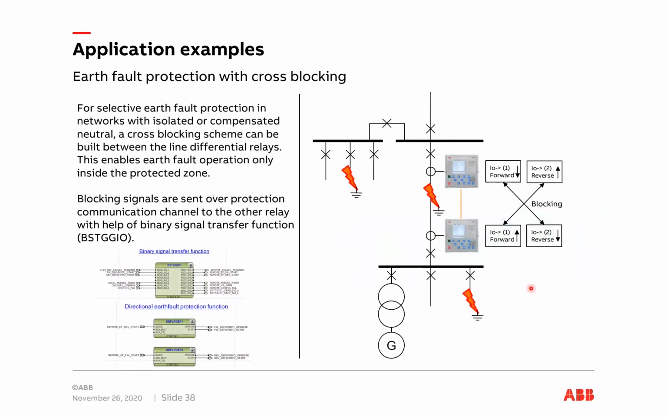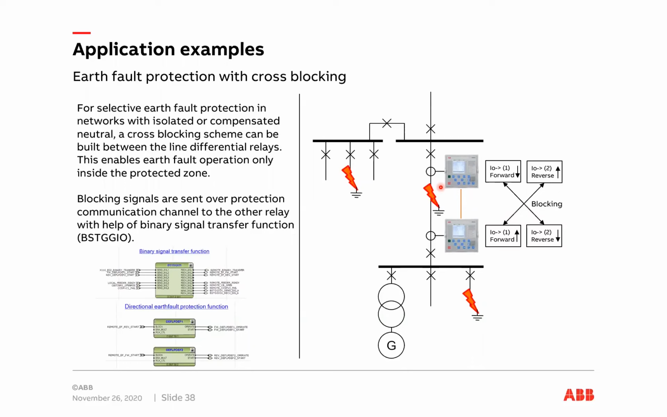Here is another example where we are using this kind of a cross-blocking scheme for the earth fault protection. What we are doing here is that we have applied line differential protection on this part of the line here. But in case it's a compensated network, we also need to separately have directional earth fault protection functions here.